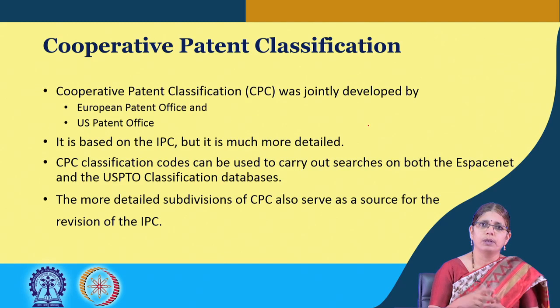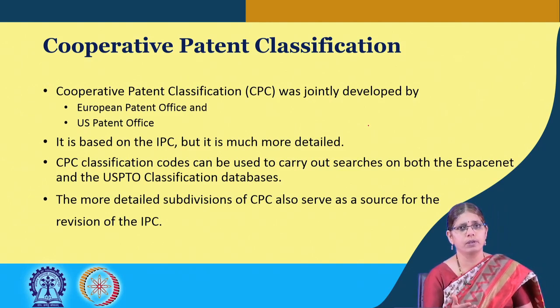So, to that extent, today we find a more unified classification between different patent offices, where they are moving into what we call the CPC-based classification. This is also relevant because many searchers are today also looking at CPC-based search.